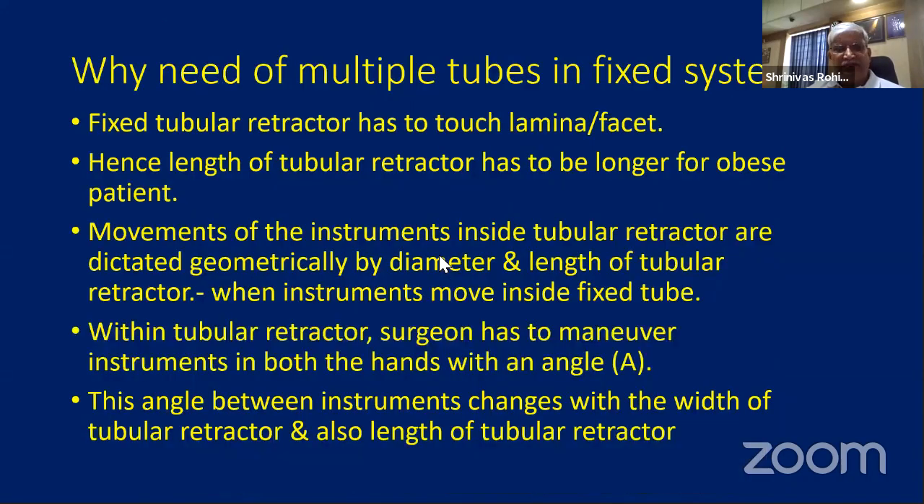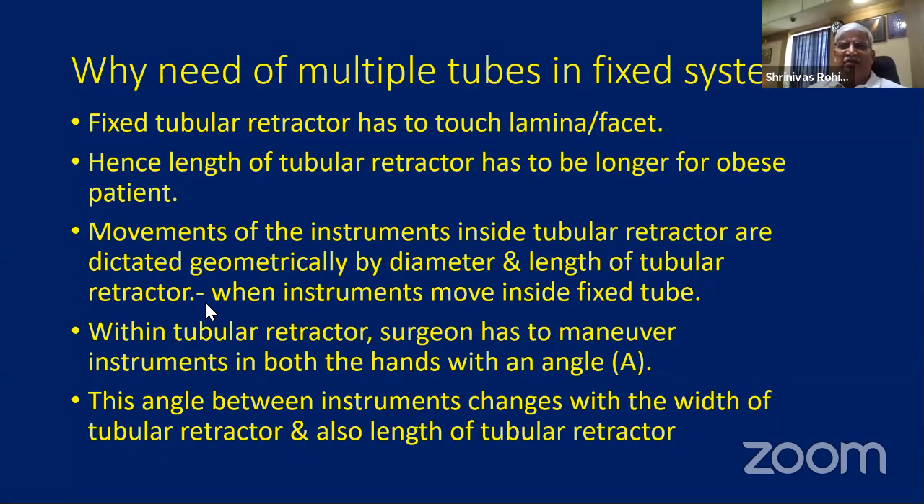Now we have to think of the physics: why do they need multiple tubes in fixed tubular retractors? The basic in the tubular retractor is that the fixed tubular retractor has to touch the lamina, or the mobile tubular retractor has to touch the lamina or facet. Hence the length of the tubular retractor has to be longer if the patient is obese. The movements of the instrument inside the tubular retractor are dictated geometrically by the diameter and length of the tubular retractor, because the instruments move inside the fixed tube.